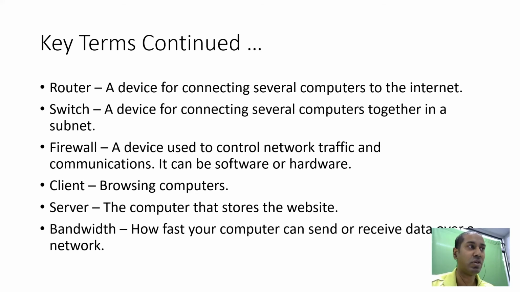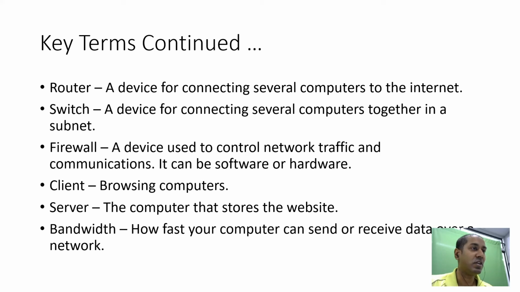Oftentimes routers and switches these days have been merged into one. However, the pure definition is a switch is for connecting, like in your company, a physical device for connecting all the computers and allowing them to communicate with each other, but it doesn't necessarily give you access to the internet because it usually works within a subnet. A router is the device that gives you access to the bigger network. A firewall is a device used to control what comes out of your network or your computer and goes in, in terms of network traffic. It can be hardware or software.